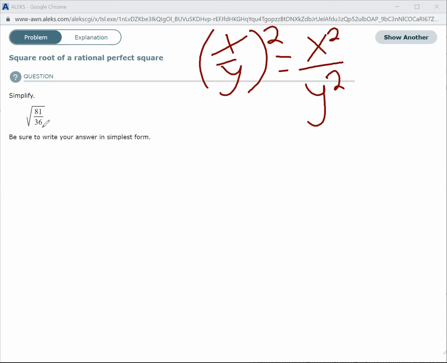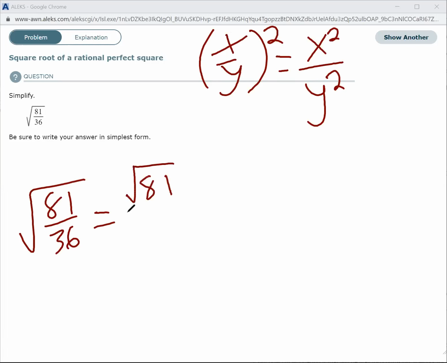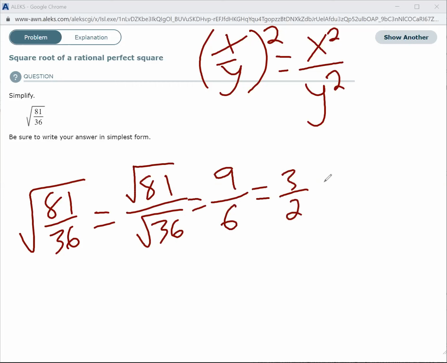So that same thing happens to the radical here. So we have the square root of 81 over 36. Well, we can take the square root and put that on each part. So it becomes the square root of 81 over the square root of 36. The square root of 81 is, of course, 9, while the square root of 36 is 6. Now we can further simplify. 9 over 6 becomes 3 over 2 for our final answer.